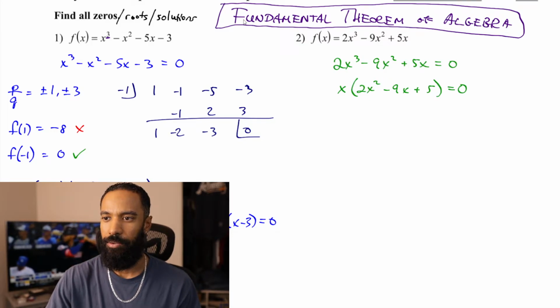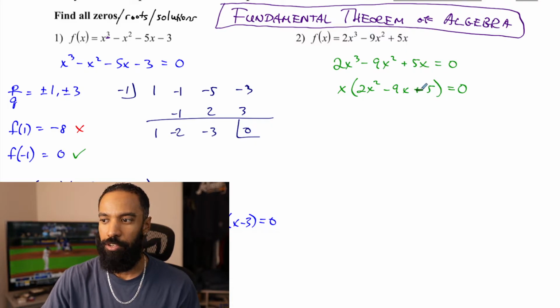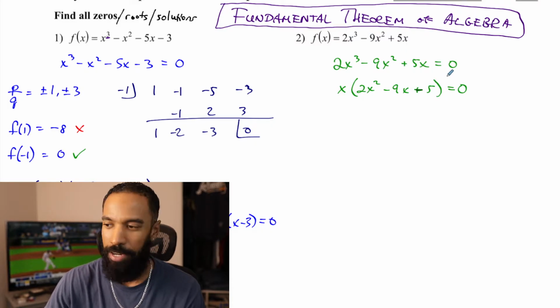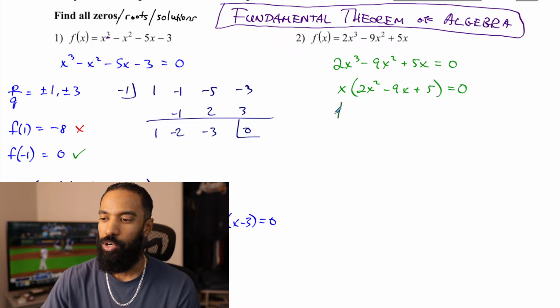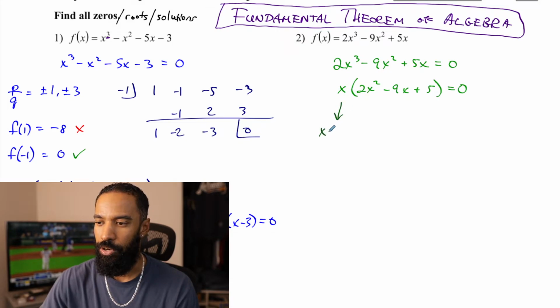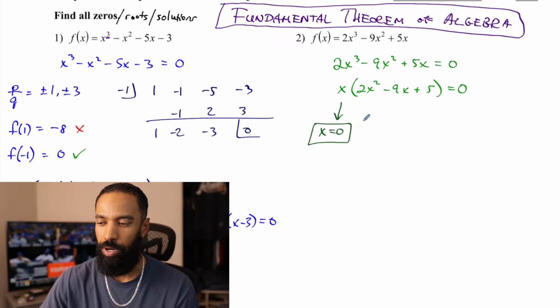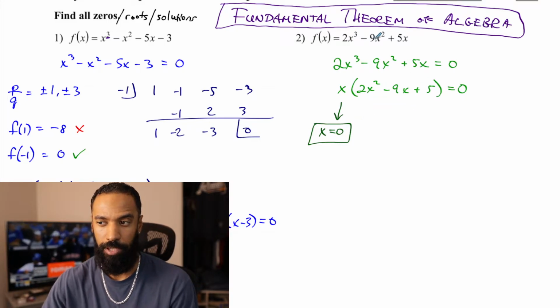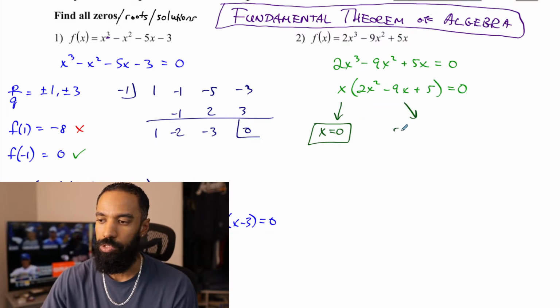We factored this down. This is not factorable here. You know, if this was a -5, it would have been factorable, but it's not a -5, it's a +5. So if this times this equals 0, that either means that this equals 0, which is one of your solutions, 0 literally, if I plug in 0, I'm going to get 0 out, or this equals 0, 2x squared minus 9x plus 5 equals 0.